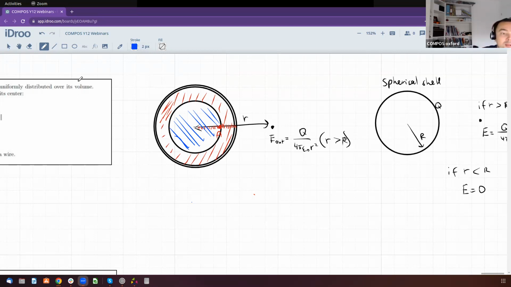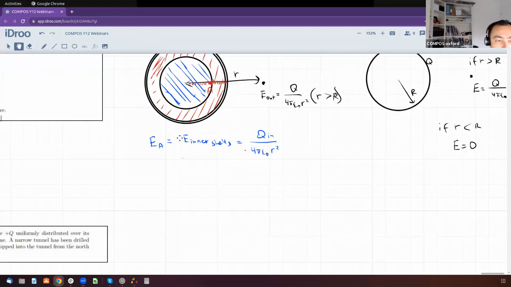Okay. So the electric field at point A would be just the field from the blue, the electric field from the inner shells. So we need to find the total charge of the inside, so the charge of the inside divided by 4 pi epsilon naught r squared.